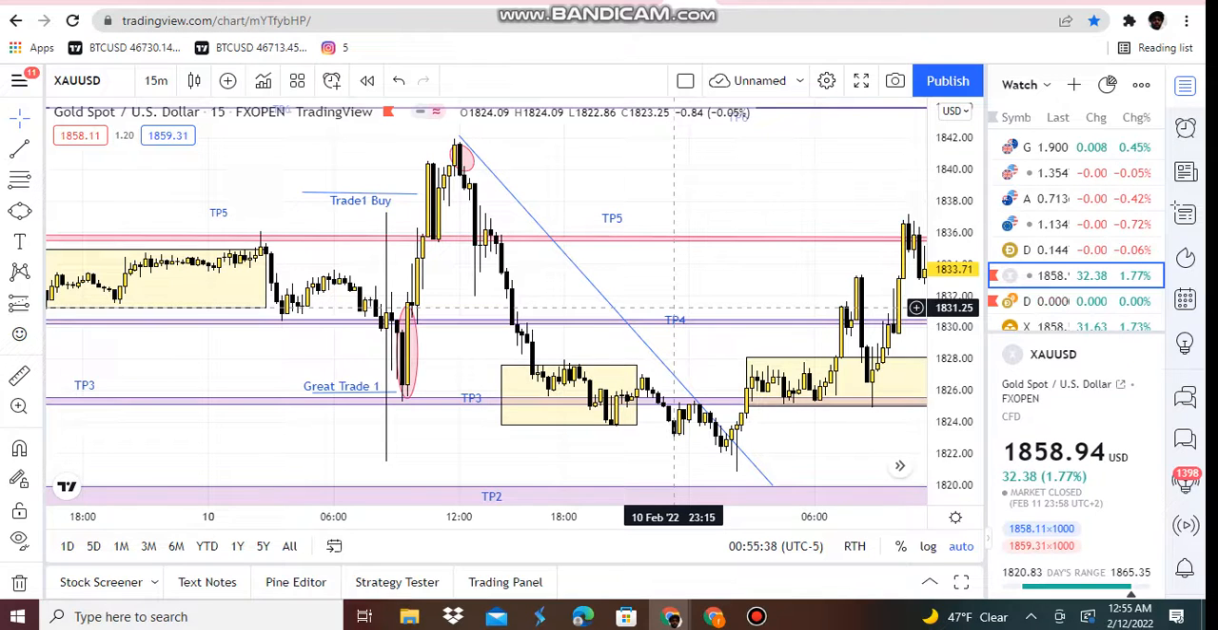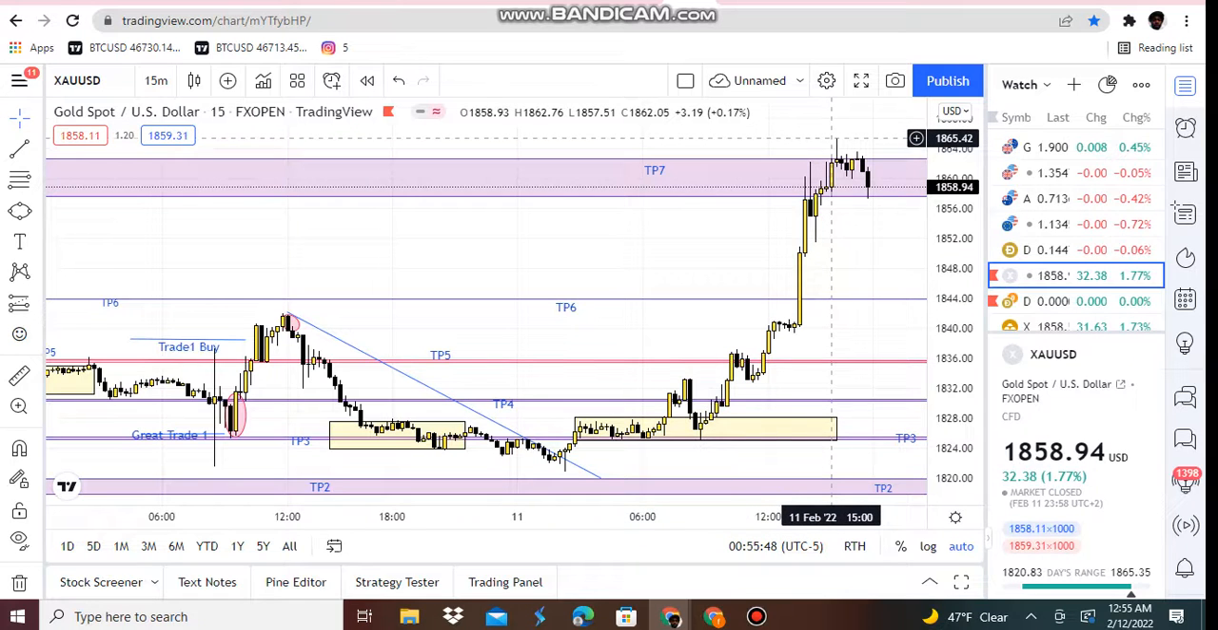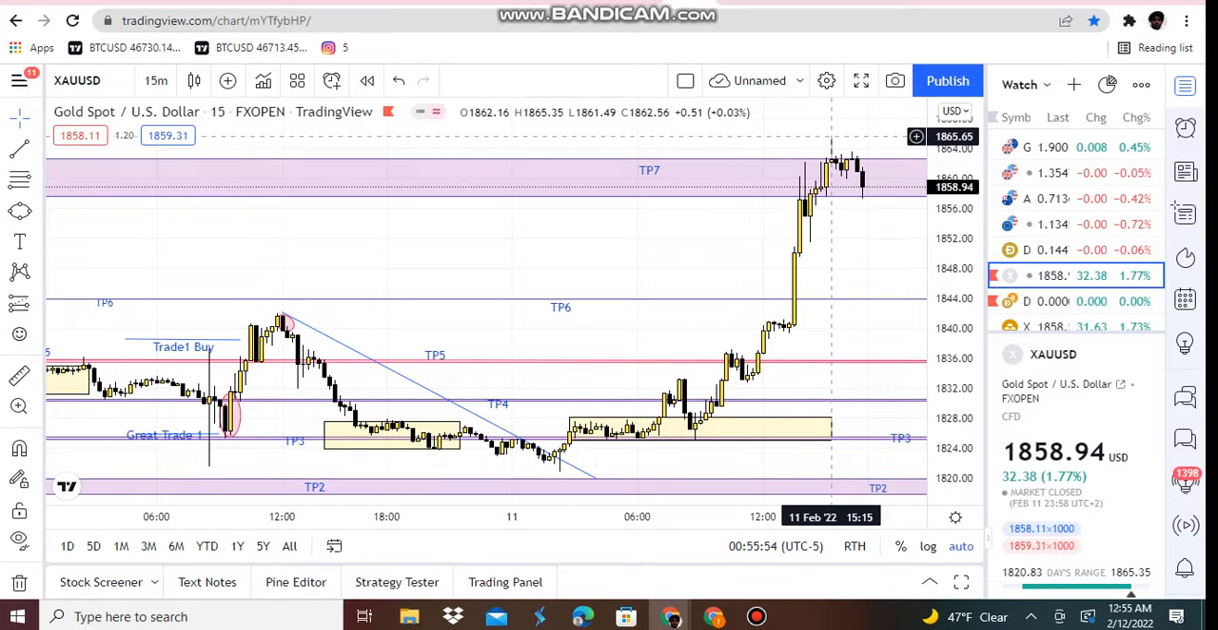So the market is fluctuating, and when you're looking for an entry, like price got all the way to take profit 7. This is the highest point price has been at, 1865, take profit 7. It got there in one day, on February 11th, this Friday, 2022, all the way to 1865, the highest point price has been at this year. So price got to our psychological level, take profit 7, before closing at take profit 7 at 1858.